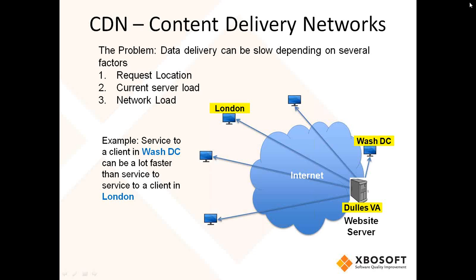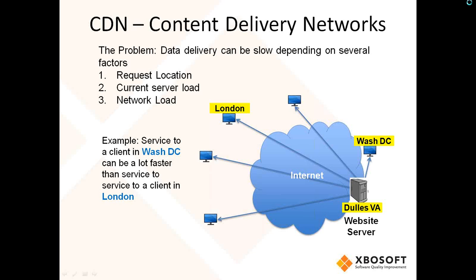Why? Well, because the Dulles web servers may be under a high load at that moment. Maybe there's a lot of people downloading from that same server. The network at that moment may also have a lot of traffic. So there are a lot of things that can slow down that request.